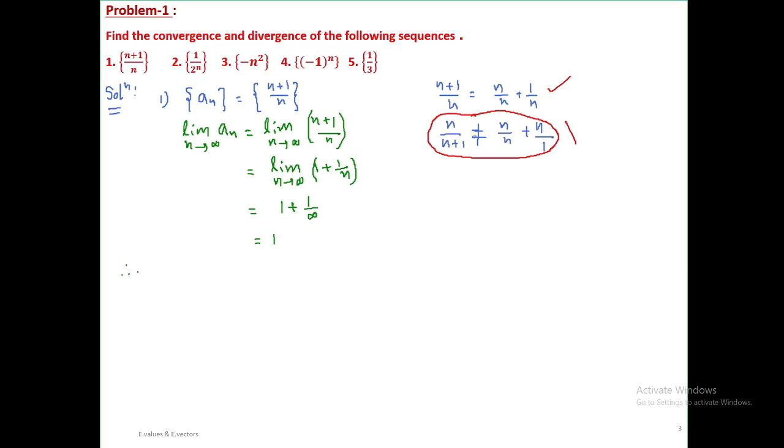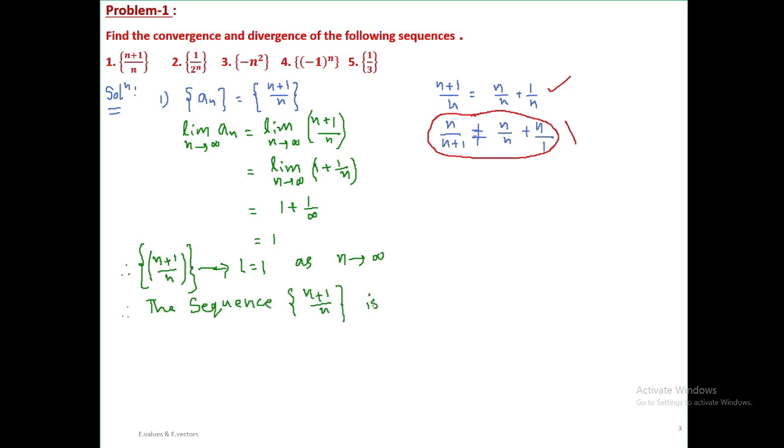So therefore, in symbolic form, the sequence n plus 1 by n is converging to L, right? L is equal to 1 as n becomes large. This is a way of writing it, or simply, therefore, the sequence n plus 1 by n converges to 1. You can write like this.